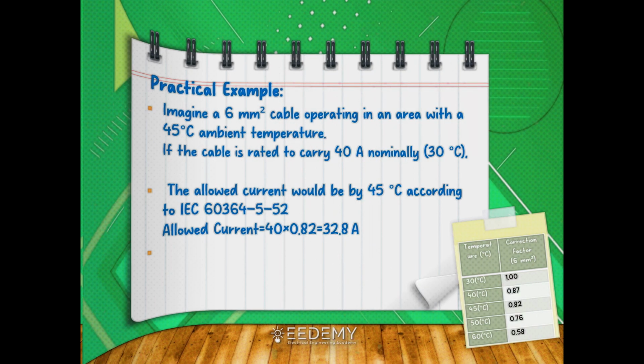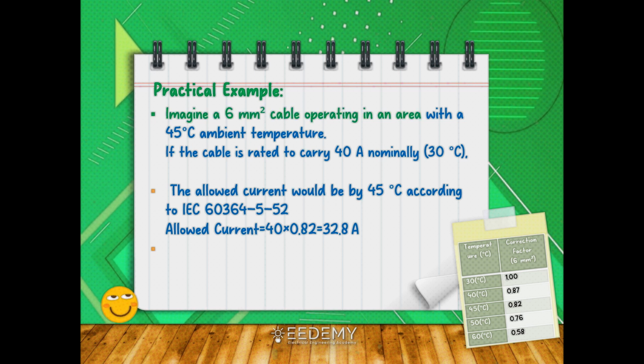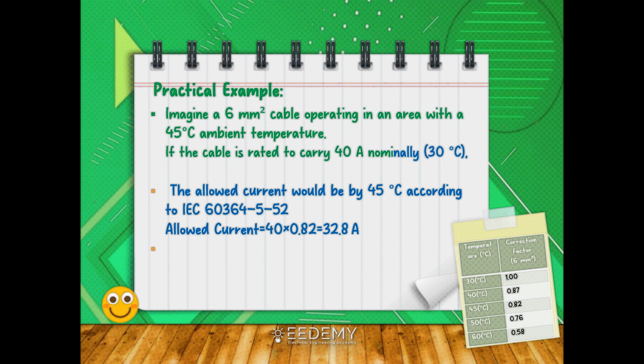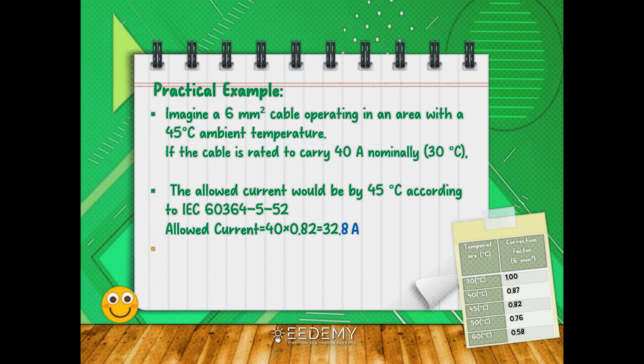Practical example. Imagine a 6 mm² cable operating in an area with a 45 degrees Celsius ambient temperature. If the cable is rated to carry 40 amps nominally, the allowed current equals 40 × 0.82 = 32.8 amps.